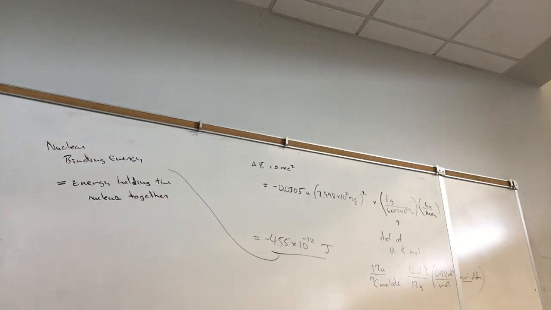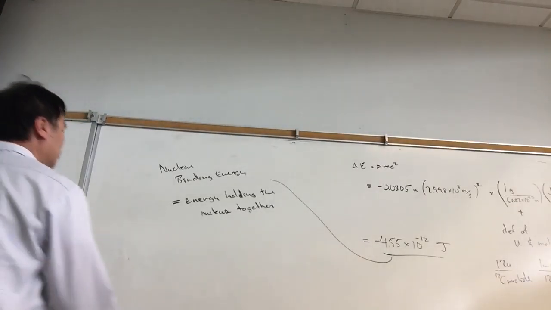So small atoms have small nuclear binding energy. Big atoms have huge, enormous nuclear binding energies, right? But does that mean all small atoms are stable and all big atoms are unstable? No. What we have here is this. We need to normalize this.